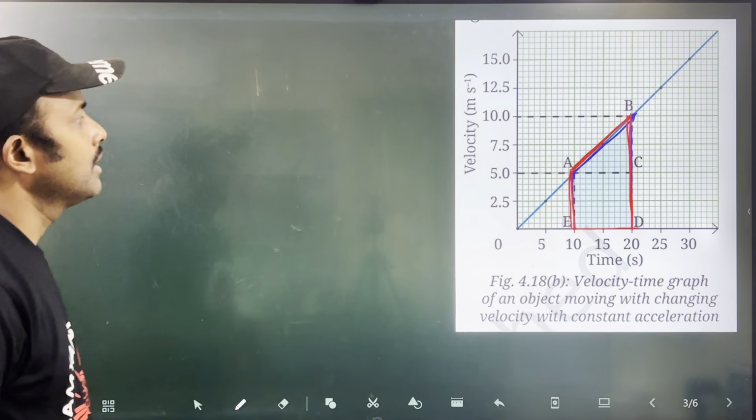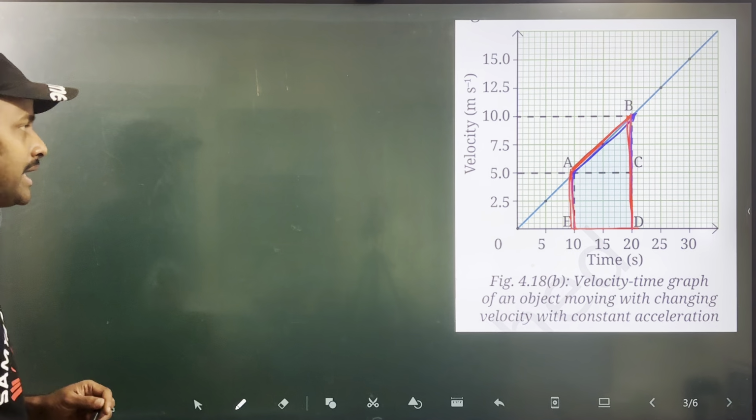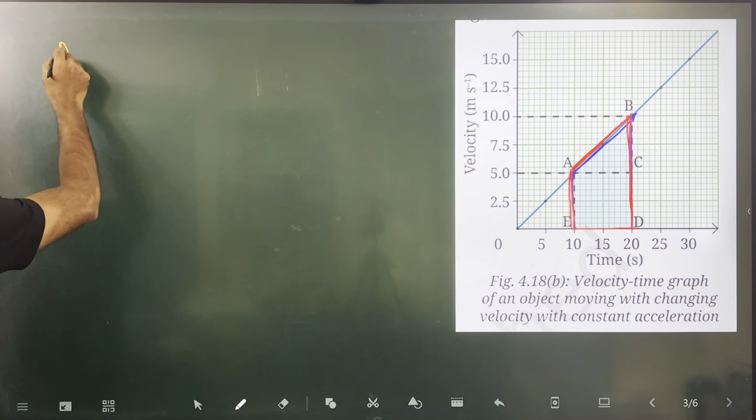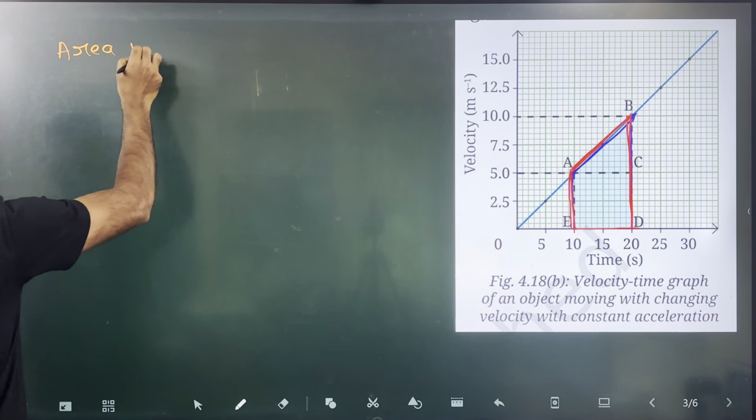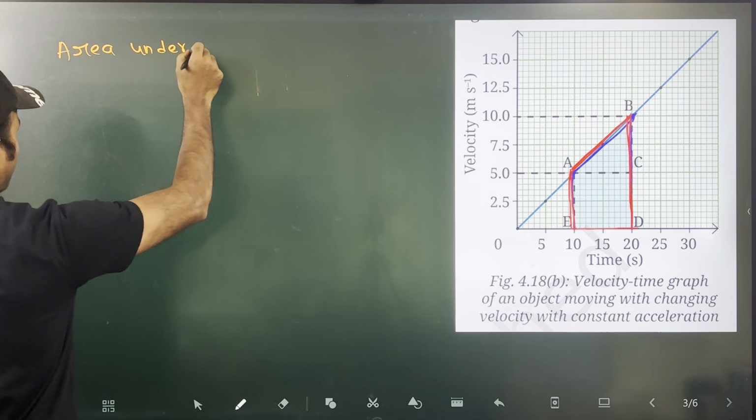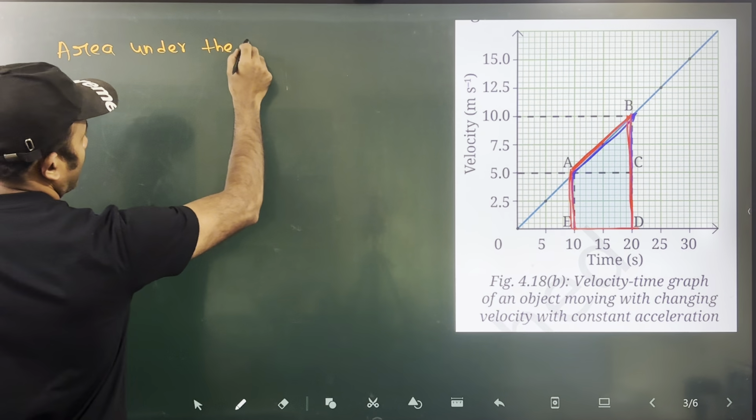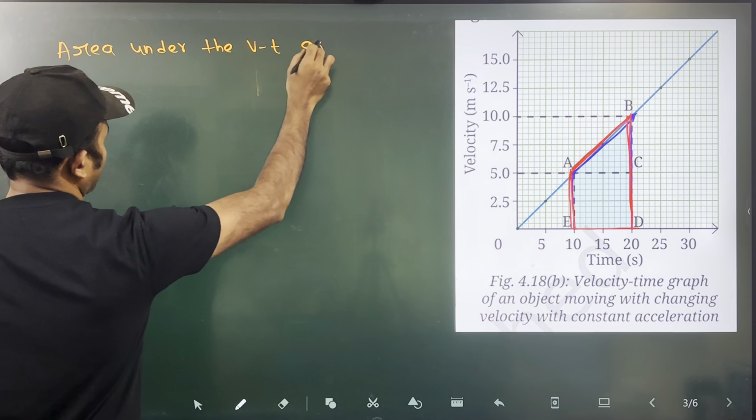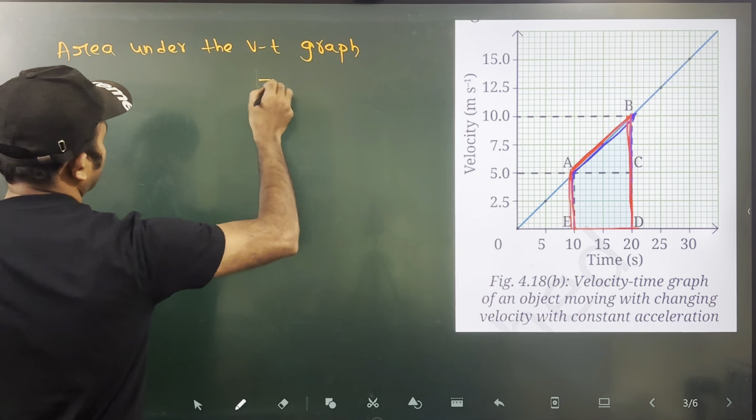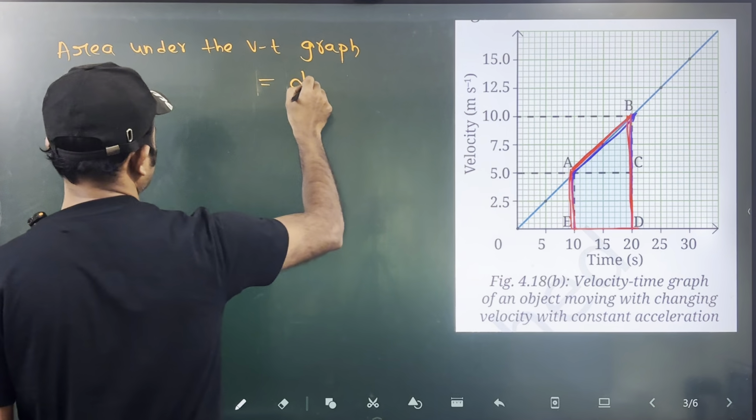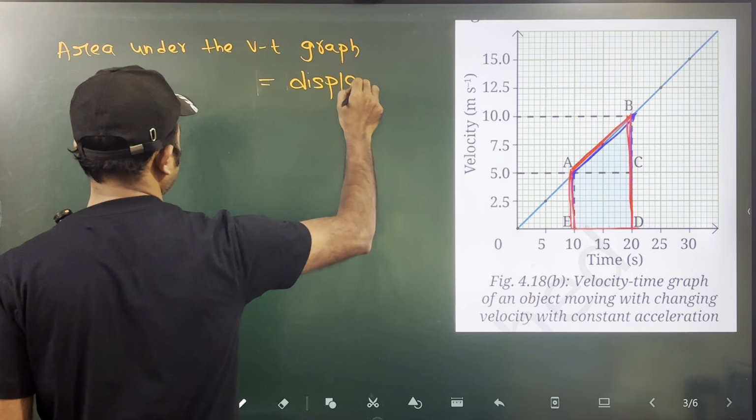Now you see, this is a velocity time graph. Area under the velocity time graph, what will you get here? You will get displacement or distance. You will get displacement here.